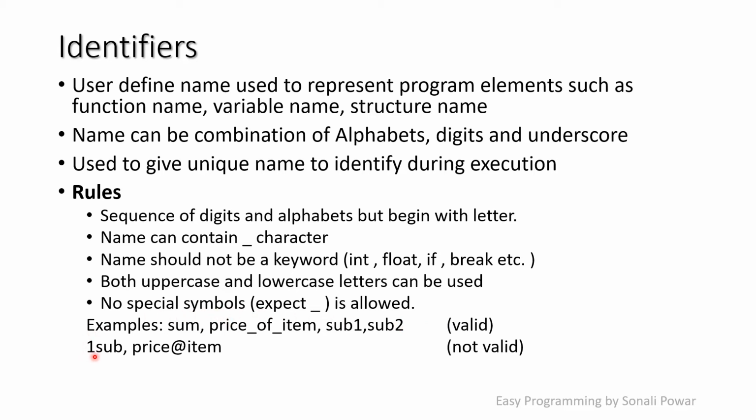But here, suppose I say 1sub. Here it also contains letters and a digit, but your identifier name must start with a letter only. It should not start with a digit, so it is not a valid identifier name. Next one is price@atom. This is also not a valid identifier name because it contains the @ symbol, which is a special symbol. It is not allowed in the name of an identifier.